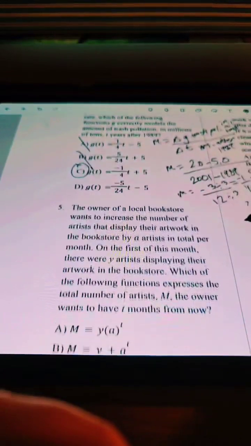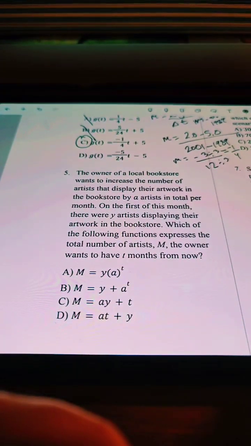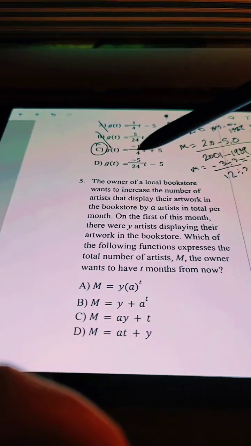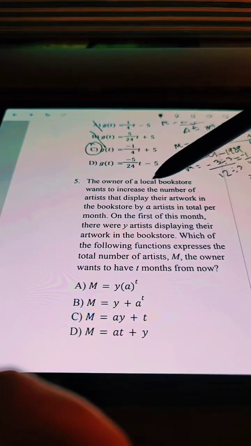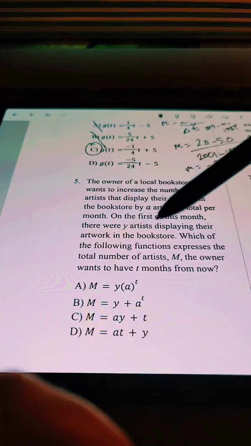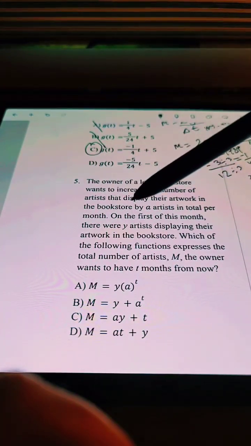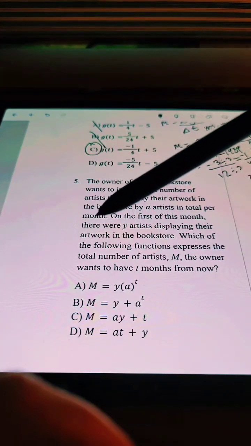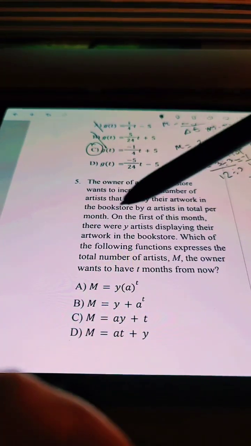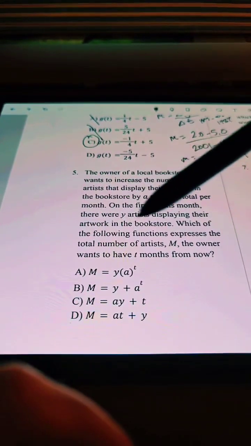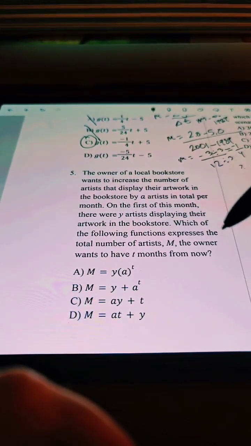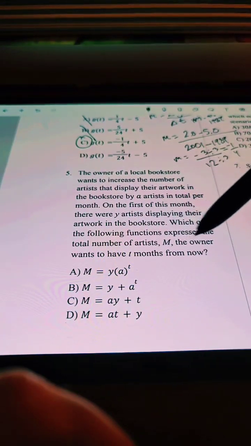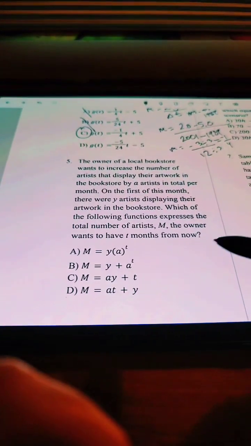So let's go to number 5. So we have the owner of a local bookstore wants to increase the number of artists that display their artwork in the bookstore by 8 artists in total per month. On the first of this month, there were Y artists displaying their artwork in the bookstore. Which of the following functions expresses the total number of artists, M, the owner wants to have T months from now?